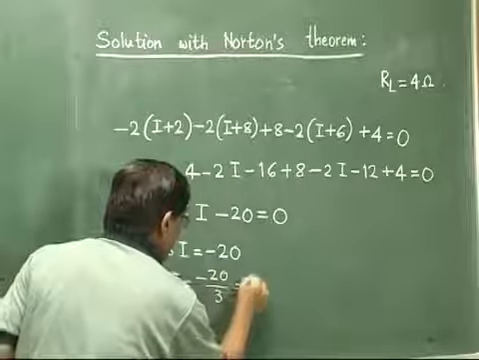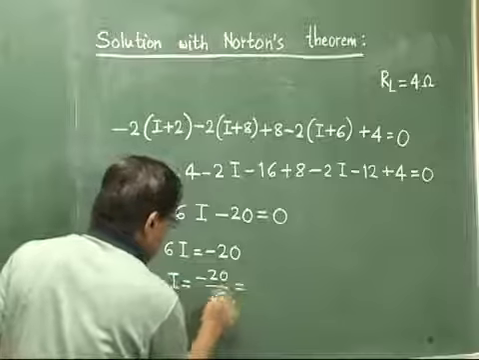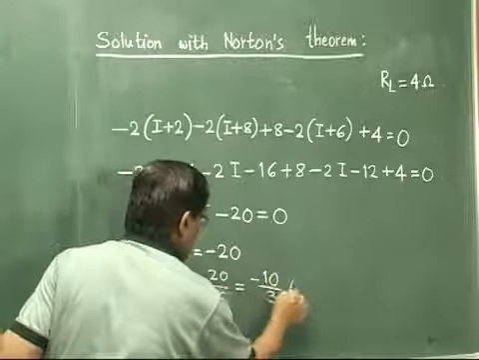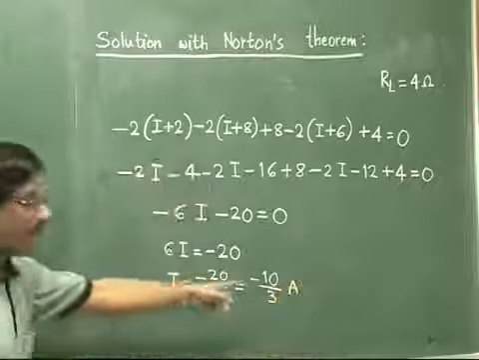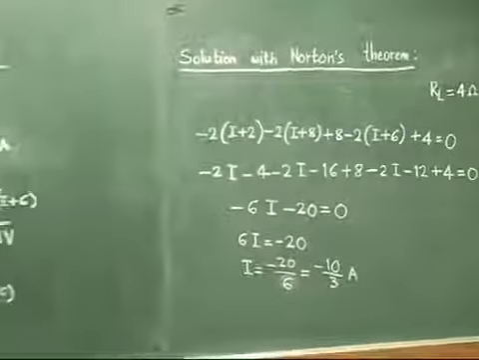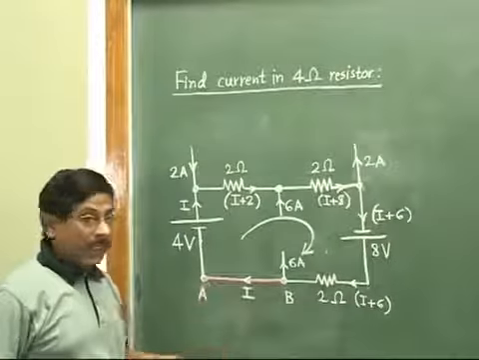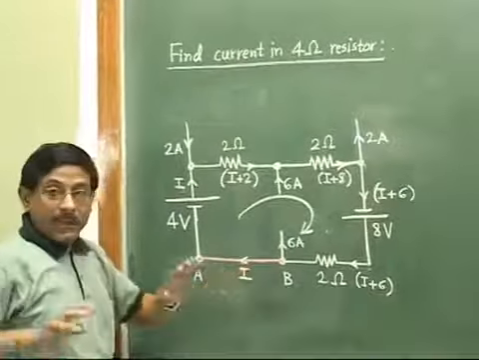That means it will be minus 20 by 6. It will be minus 10 by 3 ampere. And now see, I is coming minus. That means the actual current must not be like this, but it should be opposite. So here also we get that the current, as per our distribution, was from B to A, but we are getting a minus answer. So actual current must be flowing from A to B. Here we will write, that means it is plus 10 by 3 from A to B.